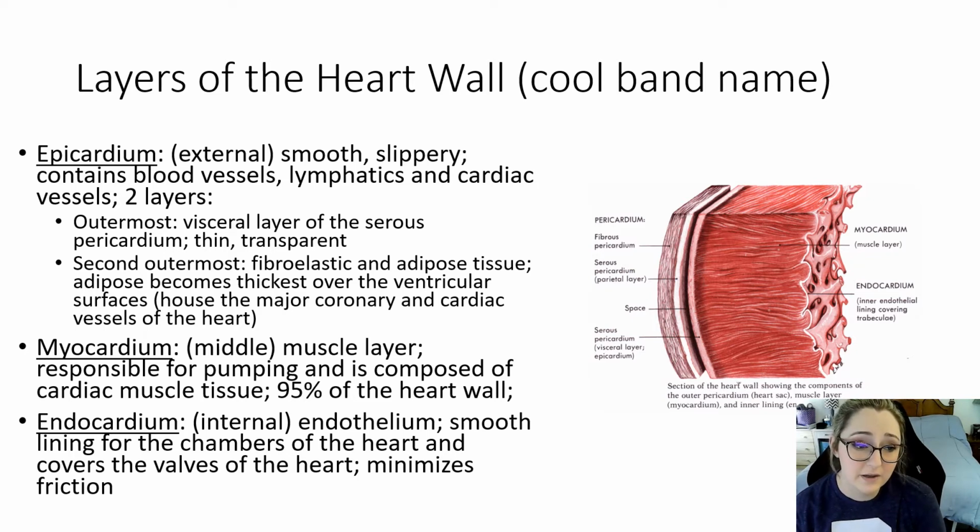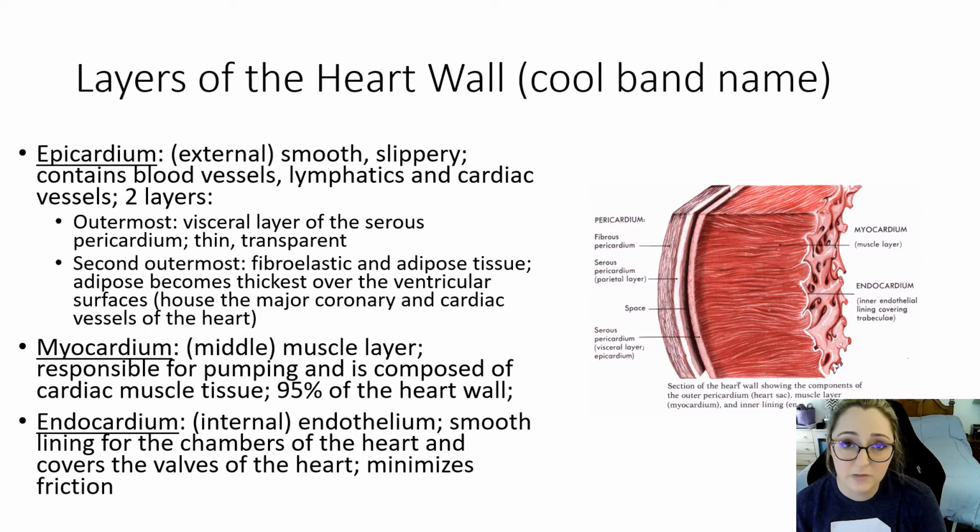The myocardium is going to be the muscle layer. It makes up 95% of the heart wall. It is very important because, again, it's all muscle. It's what allows the heart to pump and essentially beat. So it's going to be that contractile tissue.